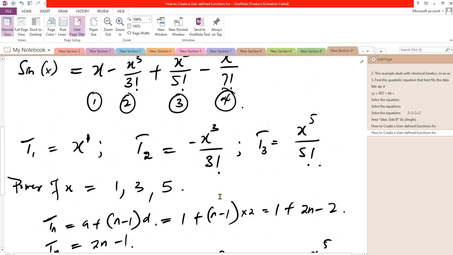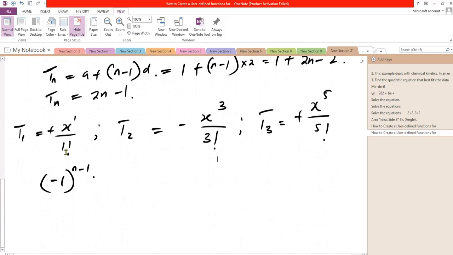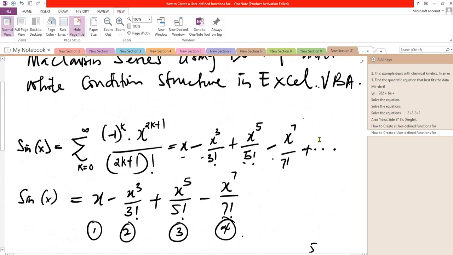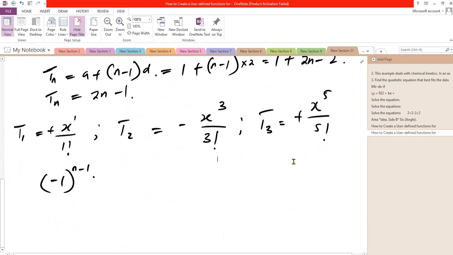So now when I look at the factorials, the first term you have 1, the second term you have 3, the third term you have 5th factorial, and the fourth term you have 7th factorial. So let's look at the series again for the factorials. You have 1, 3, 5, and 7.